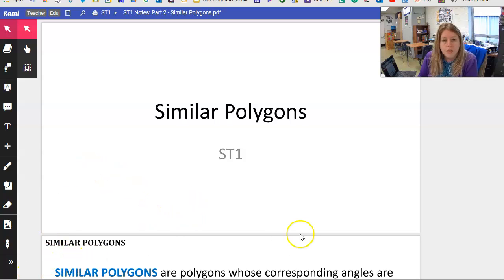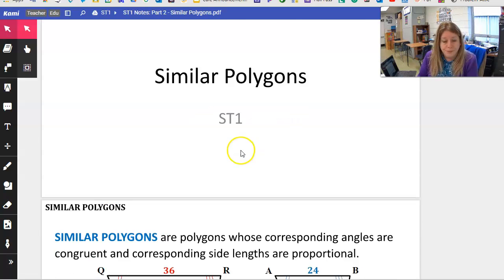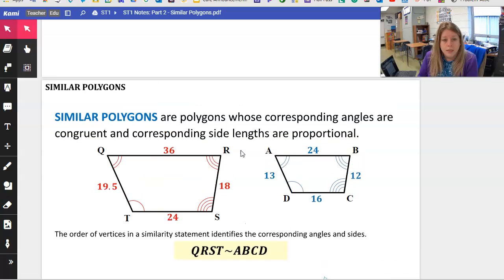Trigonometry. We are doing notes part 2 for our unit on ST1, which is similarity in trigonometry. So today we are doing similar polygons. All right, the second slide.